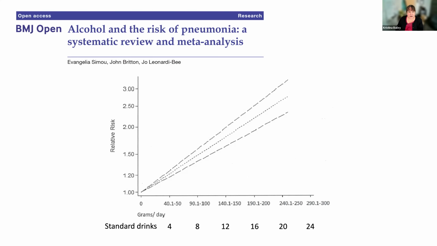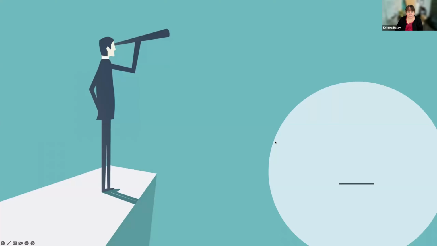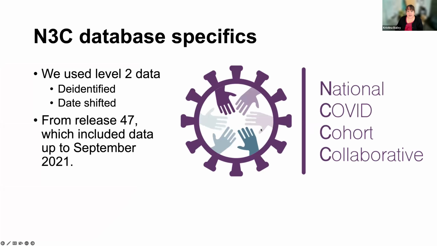based on how much you drink. So based on what we know about alcohol use and the lung, we hypothesized that alcohol use disorder increases the severity and mortality of COVID-19. And I just wanted to give you a little bit of an overview of our approach to this hypothesis.